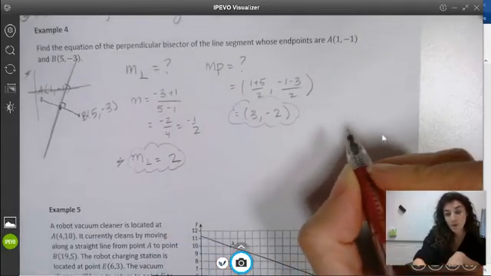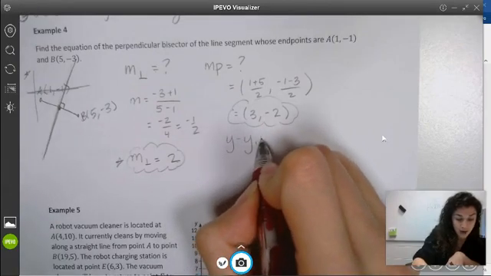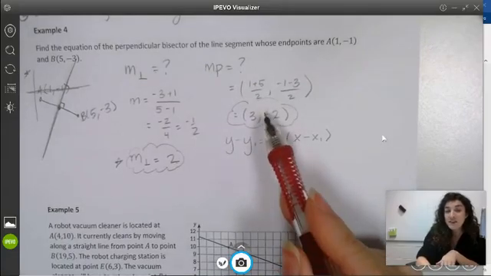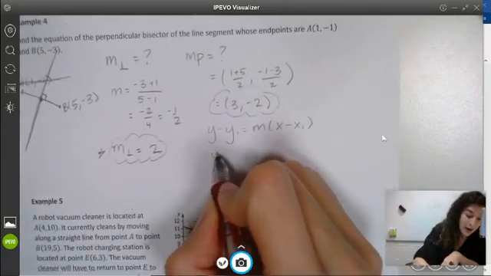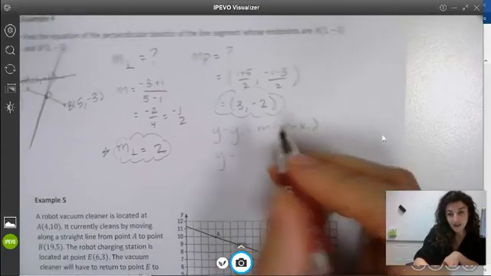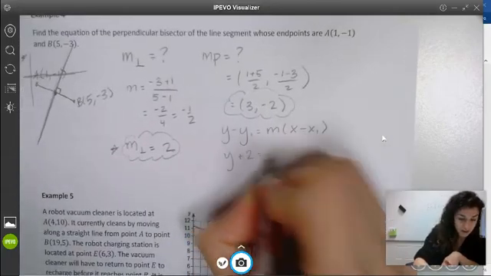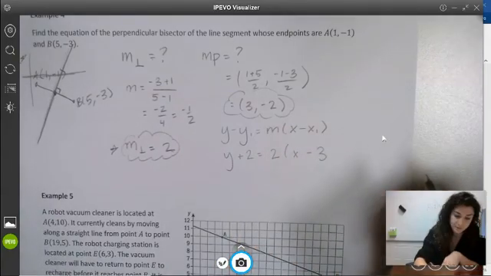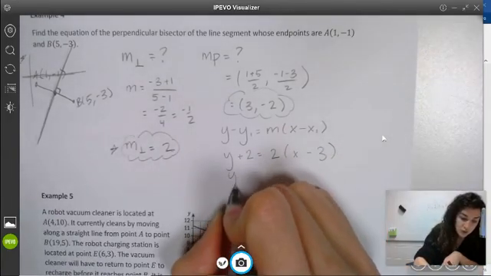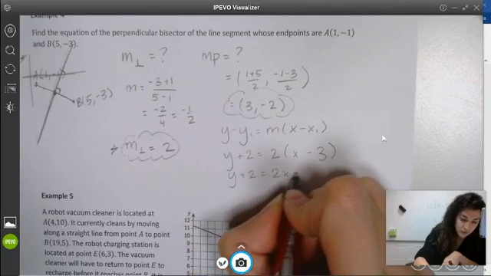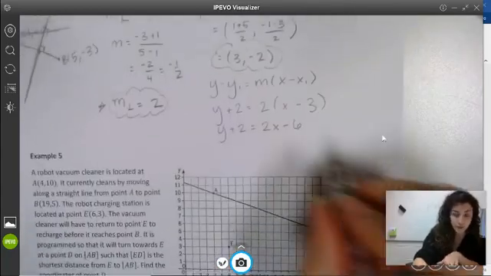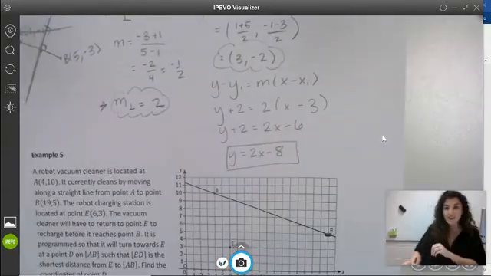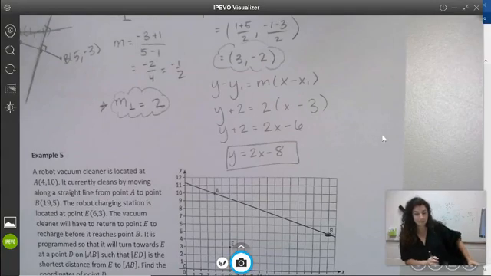We're going to do our point slope form. That's y minus y1 equals m times x minus x1. The reason why is because we have a point and a slope. Y minus -2 becomes +2 equals 2, our slope, times x minus 3. Distribute the 2, and then subtract 2 from both sides. And that is the equation of our perpendicular bisector.